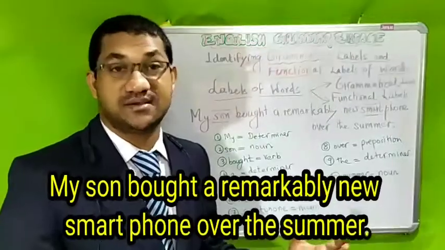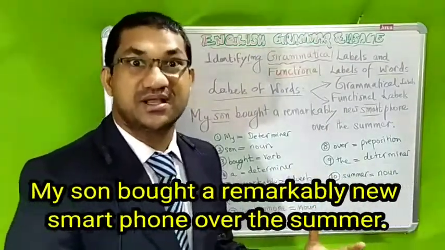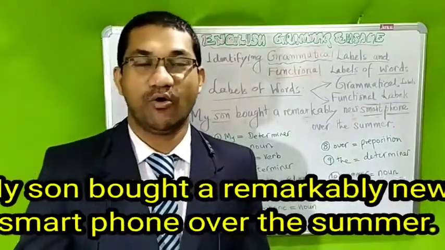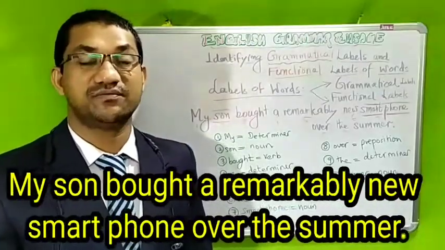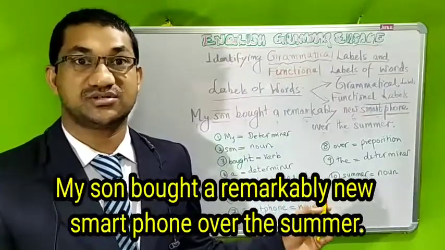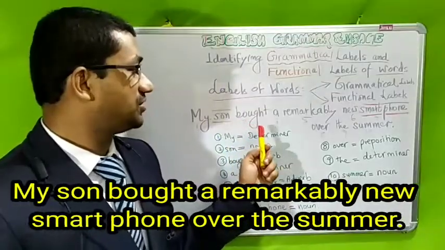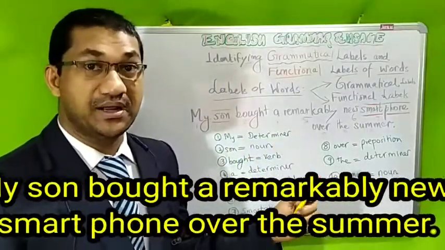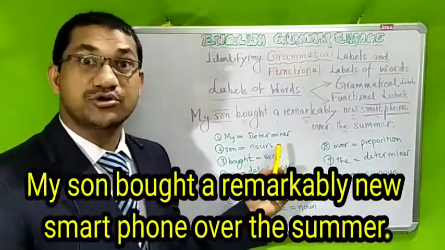Now we are going to look at each of these words and analyze what they are. We are going to give them grammatical labels. Grammatical labels are labels based on the form. Okay, now let's just scan the sentence. Let's look at each of the 10 elements of the sentence and label them. So we have: my son bought a remarkably new smartphone over the summer. Let's look at each of them. My is a determiner. What's a determiner?